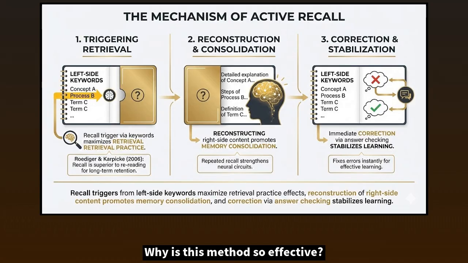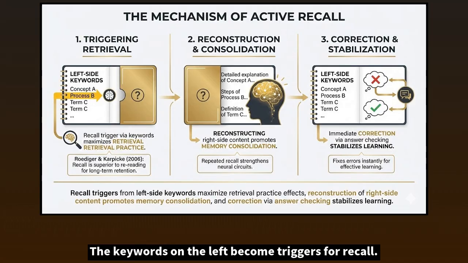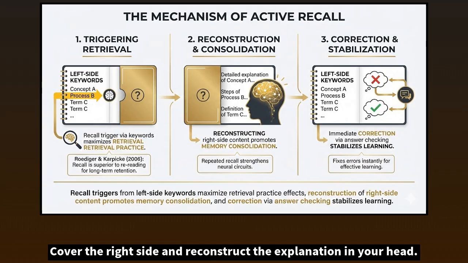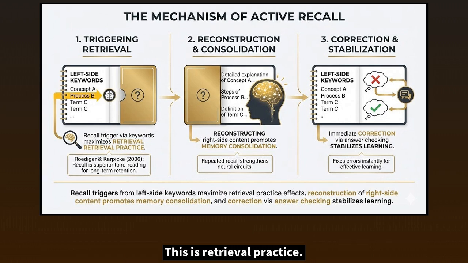Why is this method so effective? It's the mechanism of active recall. The keywords on the left become triggers for recall. If it says Pomodoro technique, you try to remember its content. Cover the right side and reconstruct the explanation in your head. This is retrieval practice, called retrieval practice in English.